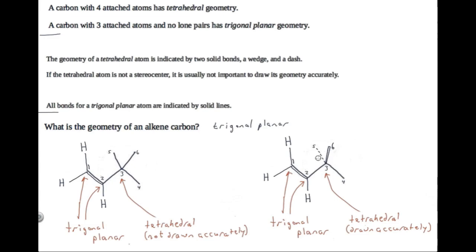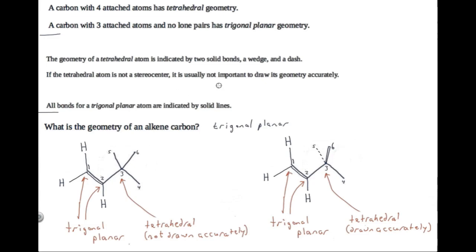Two solid bonds, a wedge, and a dash. That's the accurate way to draw tetrahedral geometry. But again, that doesn't mean that this picture would be marked wrong. This picture wouldn't be marked wrong because when a tetrahedral atom is not a stereocenter, we don't usually care about drawing the geometry accurately. So this would be considered a correct answer, even though the geometry is not drawn accurately here, because since carbon 3 is not a stereocenter, we don't really care about its geometry.